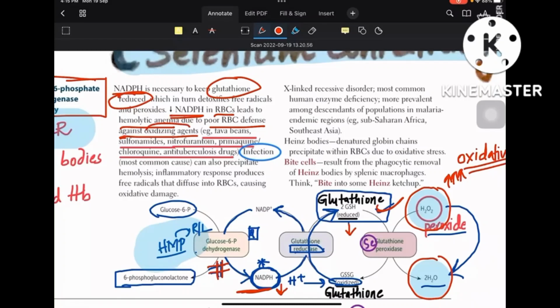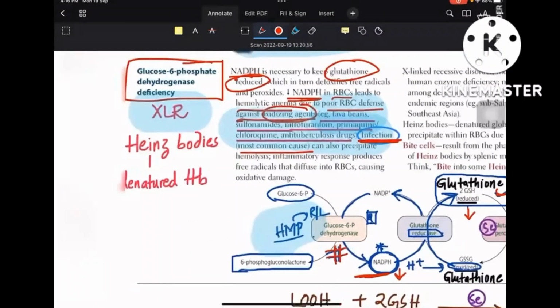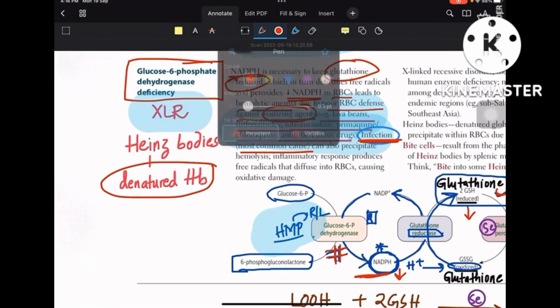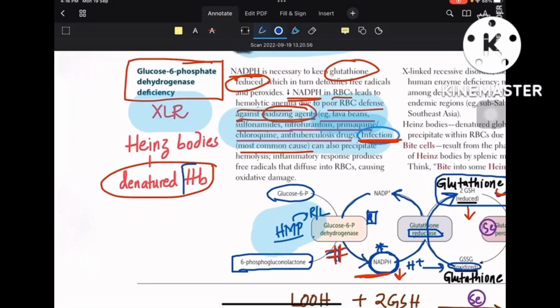So the oxidizing agents that you need to remember here are fava beans, sulfonamides, nitrofurantoin, primaquine, chloroquine, and anti-tuberculosis drugs. So these are the substances which expose the RBC to the oxidative stress, and infection being the most common one. So infections are the most common cause of this oxidative stress. So when this thing happens, the hemoglobin gets denatured, guys. So this denatured hemoglobin is called as Heinz body. So remember, denatured hemoglobin is called as Heinz body.